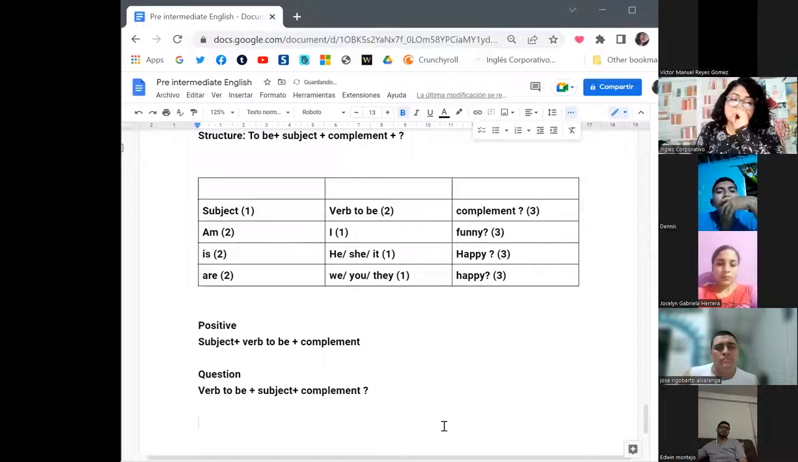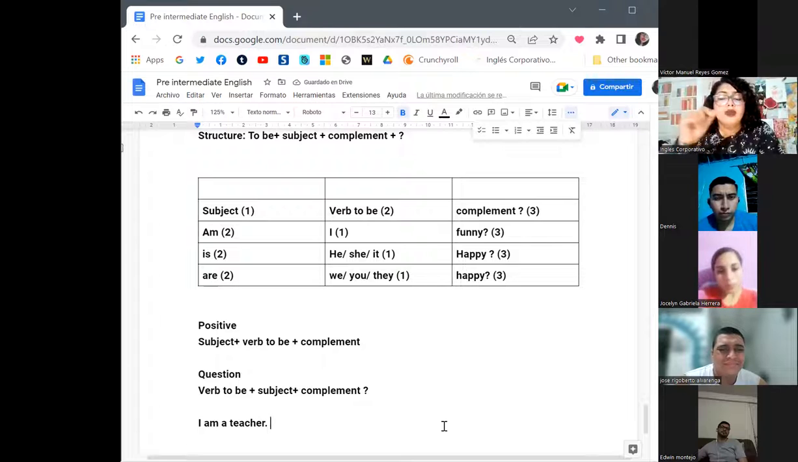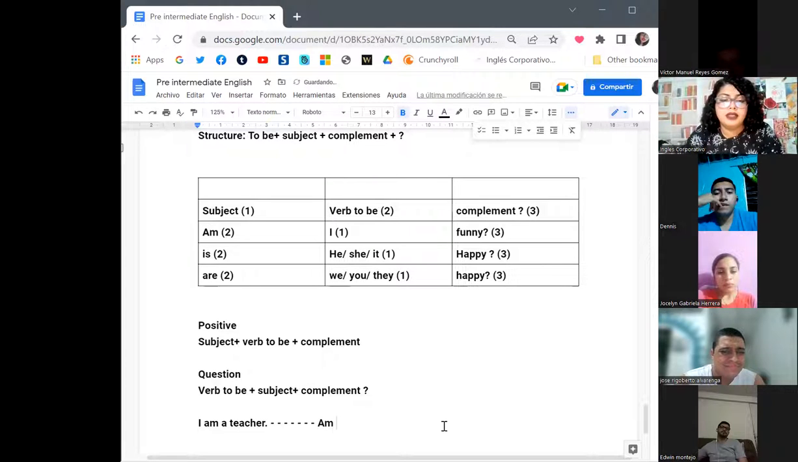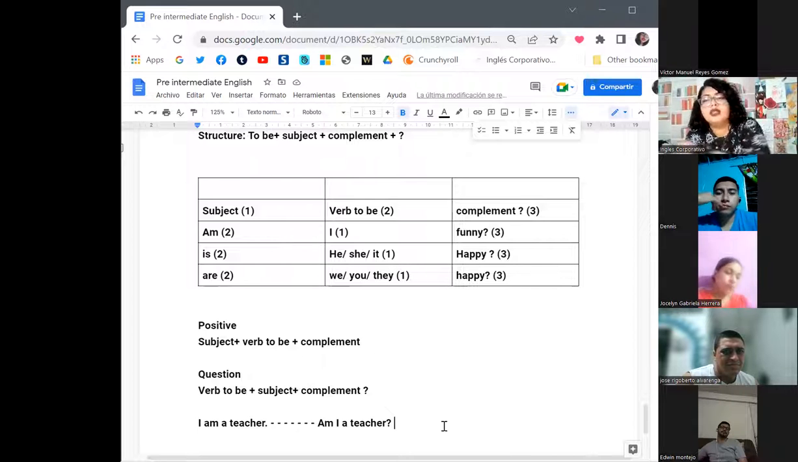More examples. Let's see. I am a teacher. That is the positive one. I'm saying that I am a teacher, but I need to write that sentence in a question. So, let's see. I'm going to change. Am I a teacher? It's a question. Am I a teacher? Soy una maestra. Y en la primera, soy una maestra, pero sin preguntar, ¿verdad? Yo soy una maestra. En la otra, am I a teacher? ¿Seré yo una maestra? That is a question. Pero solo cambiamos, no hacemos nada más, no nos vamos muy lejos, ¿verdad?